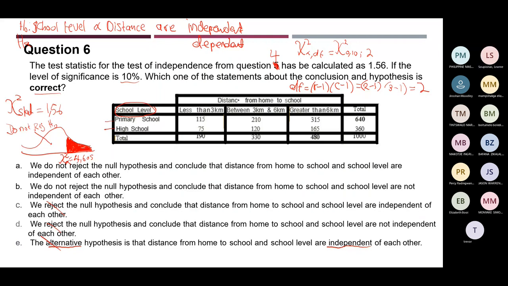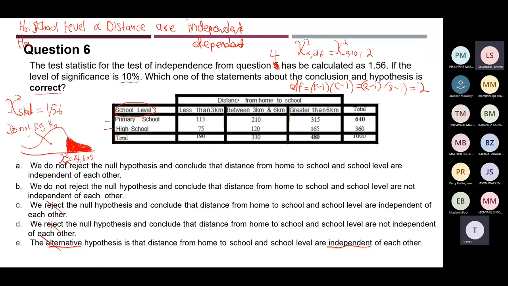A says we do not reject the null hypothesis and conclude that the distance from home to school and school level are independent of each other. And B says we do not reject the null hypothesis and conclude that the distance from home to school and school level are not independent of each other. Which one, A or B? This time I'm not telling you the answer. A or B, based on, if we are not rejecting the null hypothesis, how do we conclude?